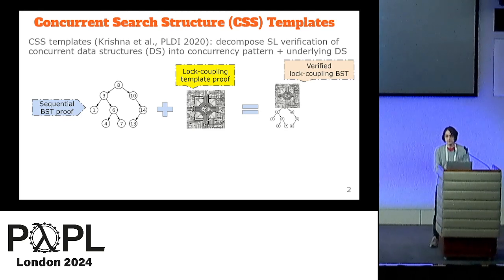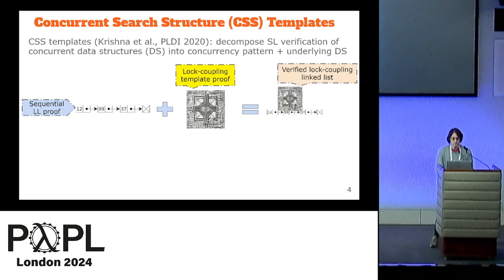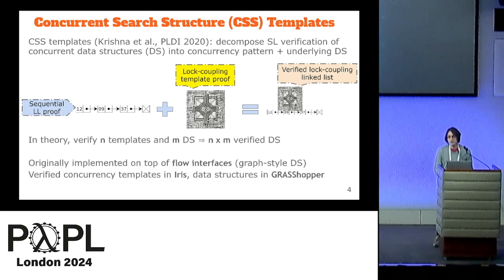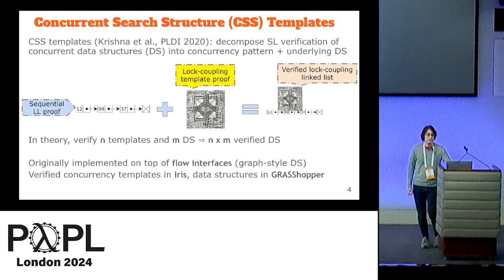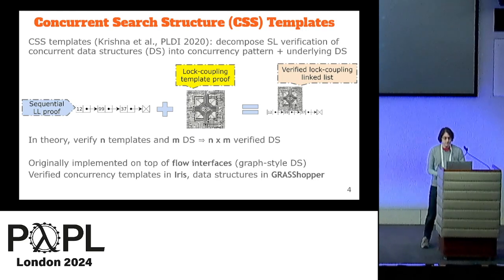If later you decide you want a different concurrency pattern or a different data structure, you just have to verify that one piece, either a sequential verification of the data structure or a concurrent but data structure agnostic verification of the concurrency pattern, and you immediately get your new verified concurrent data structure. So in theory, if you use this approach to verify n templates and m data structures, you'd get n times m verified data structures, more or less for free.